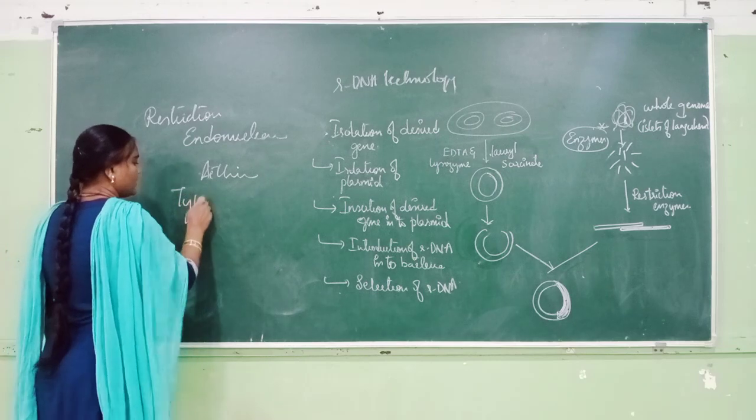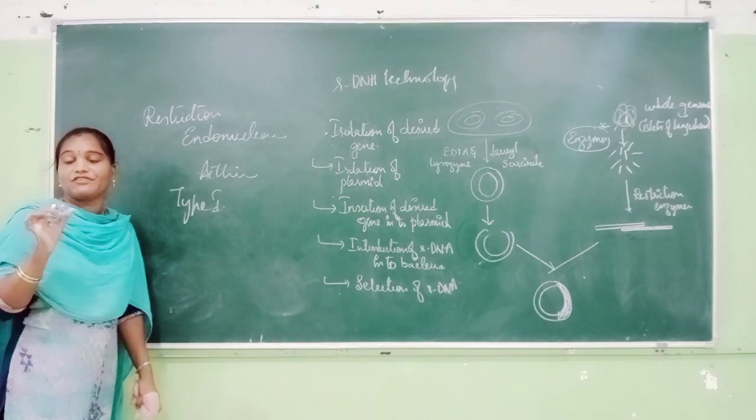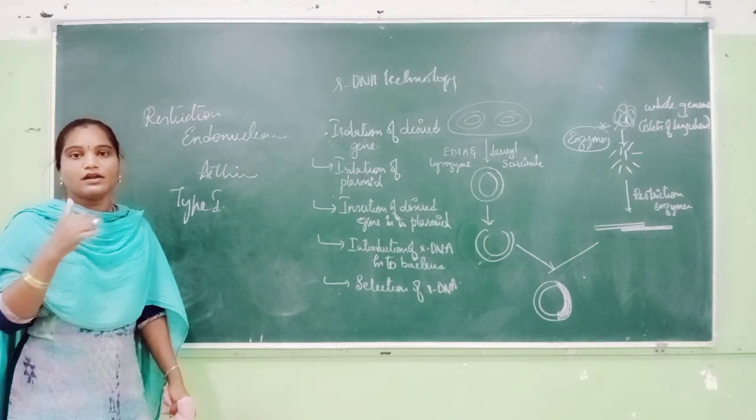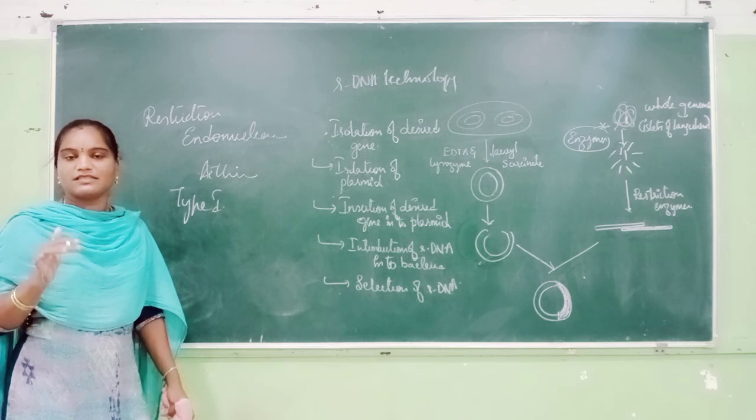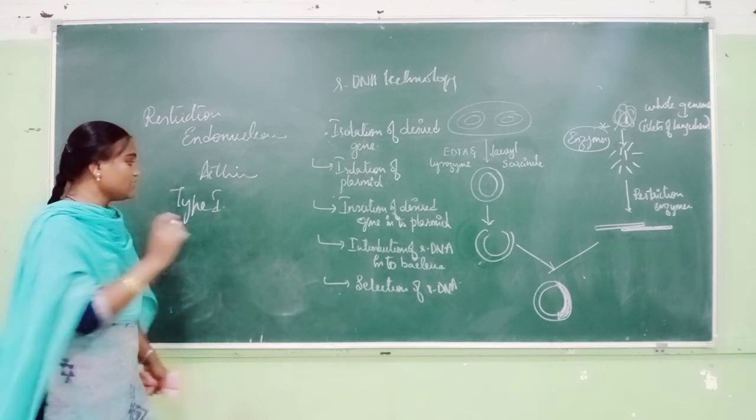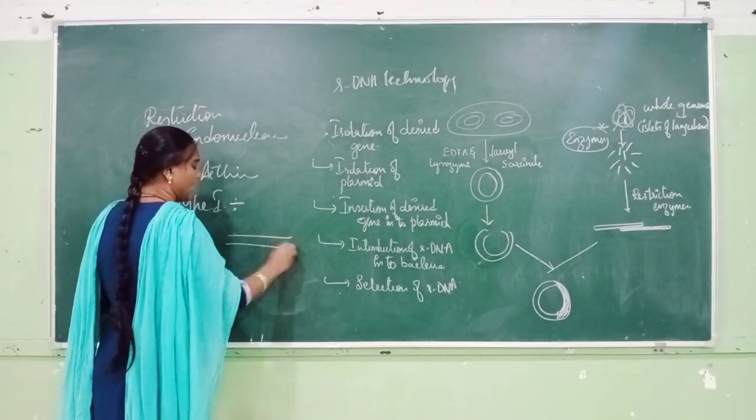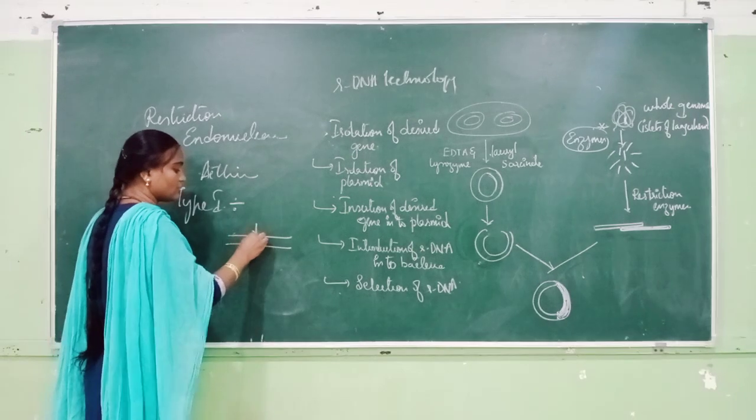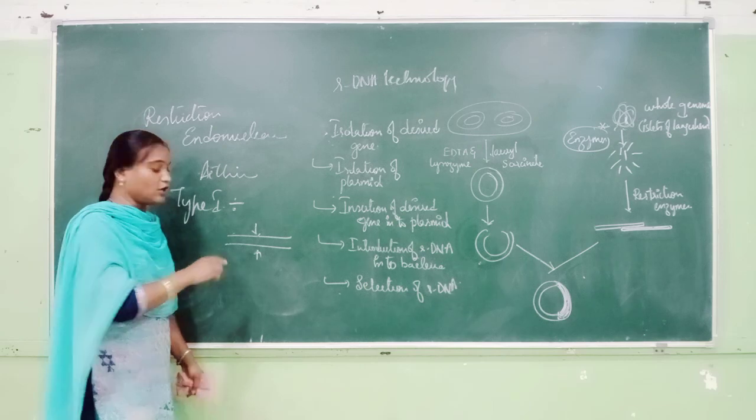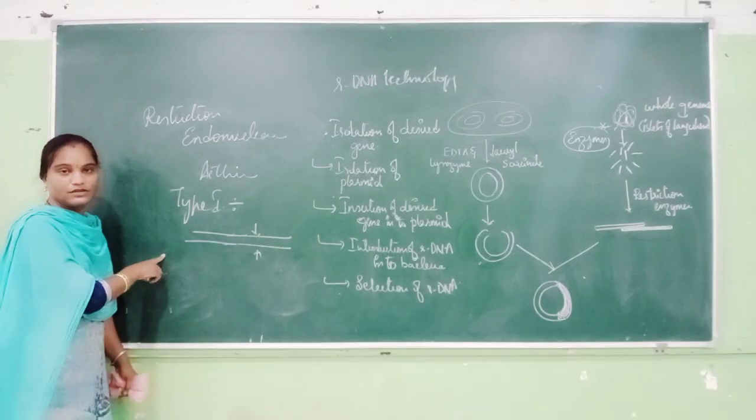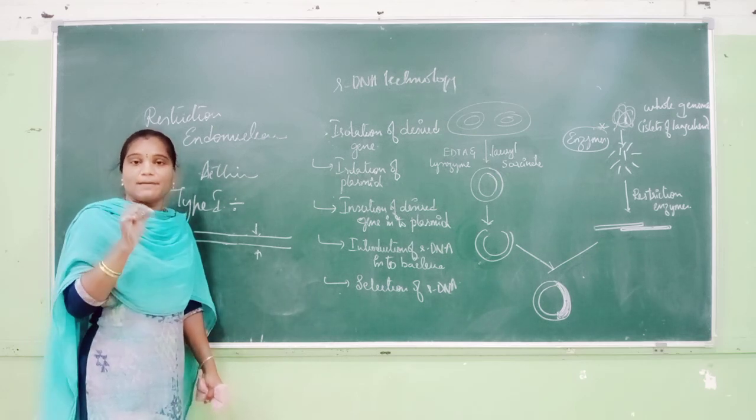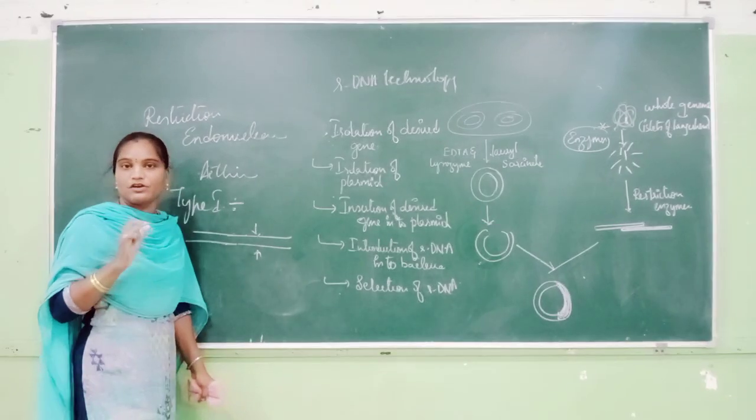Type 1 is generally not used. It has very low research value. They are not generally used in your research activities. Why? Suppose this is your DNA molecule and it has a restriction site at this region, but type 1 enzymes will cleave your DNA molecule far from your restriction site. So they have very little biological value, and they are not used for research purposes.